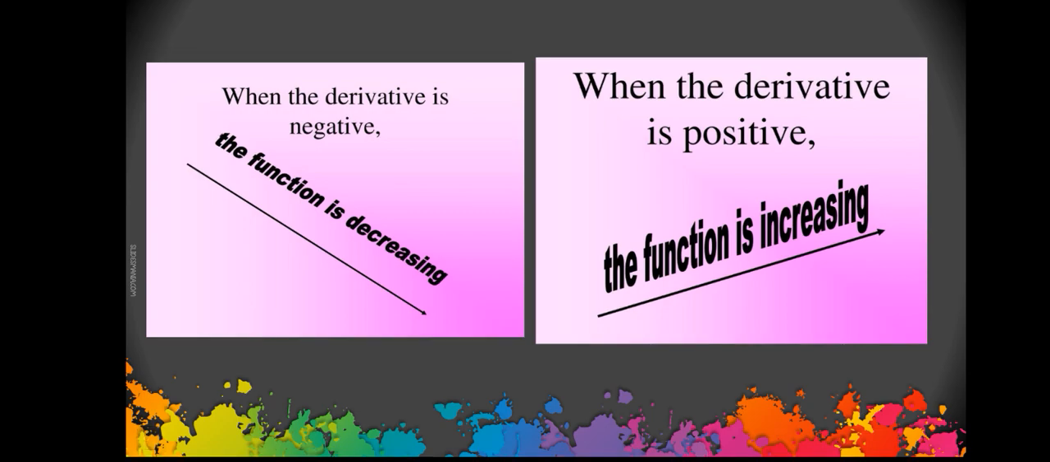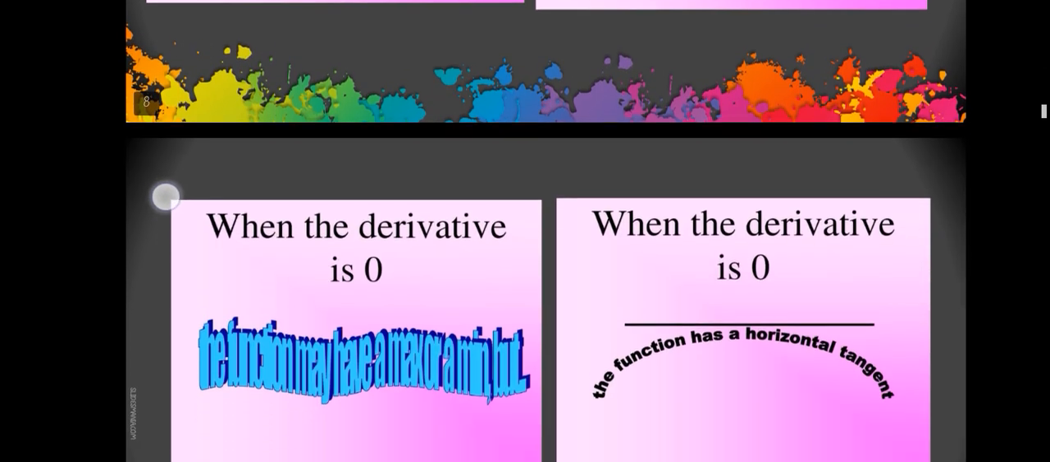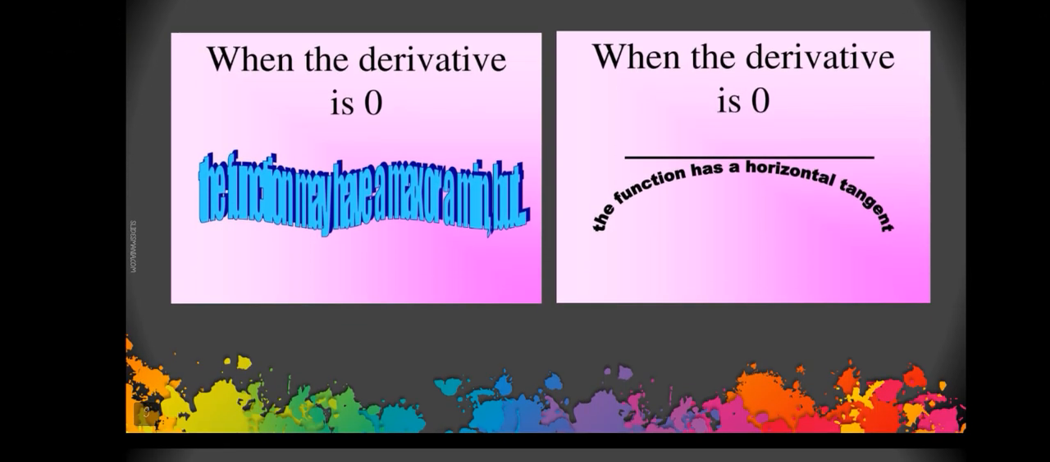And when the derivative is negative, the function is decreasing. And when the derivative is positive, the function is increasing. And when the derivative is 0, the function may have a maximum or a minimum. When the derivative is 0, the function has a horizontal tangent.